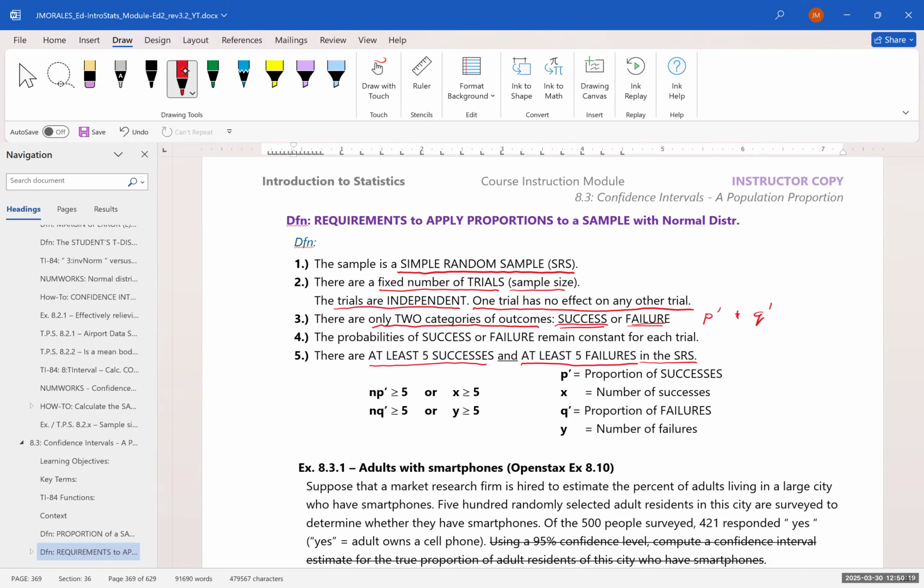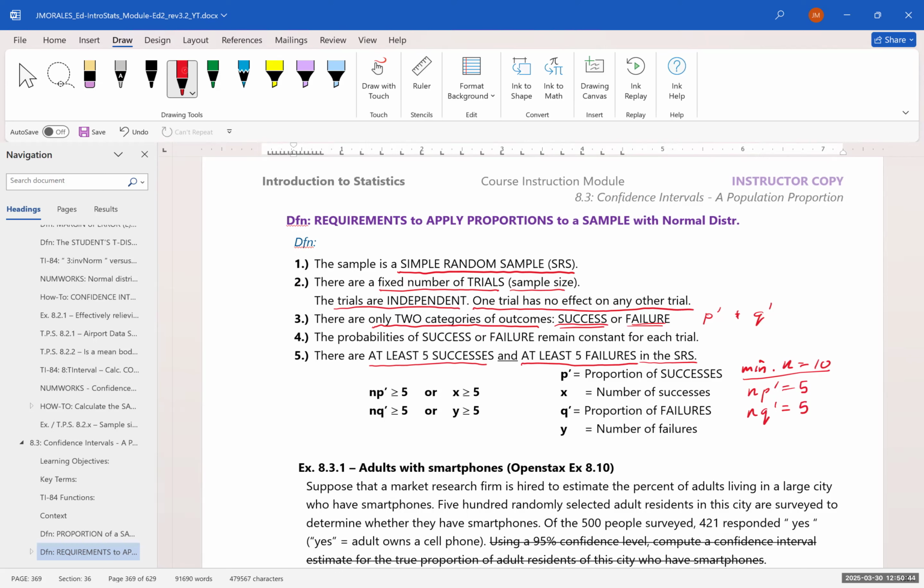So that would mean that potentially the minimum sample size you could have would be 10. Because with a minimum sample size of 10, you could have 5 successes and you could have 5 failures.